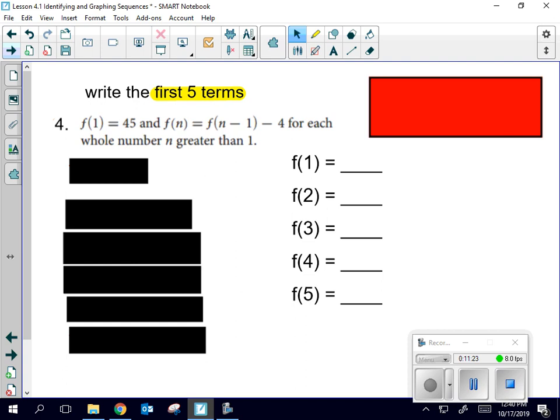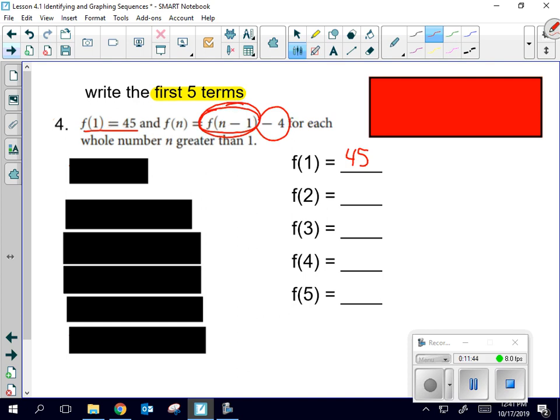All right, the first 5 terms for this recursive rule, and we know it's recursive because it has an f of n minus 1. So what am I going to do? I'm going to start with f of 1, which they give us. They told us f of 1 is 45. Every term after that, I take whatever the previous one is, and this time I subtract 4 from it. So I subtract 4 from 45. For f of 3, I have to take f of 2 and subtract 4, which would give me 37. Subtract 4 again. Subtract 4 again. You have to know the previous term to get the next one. It's not that hard.